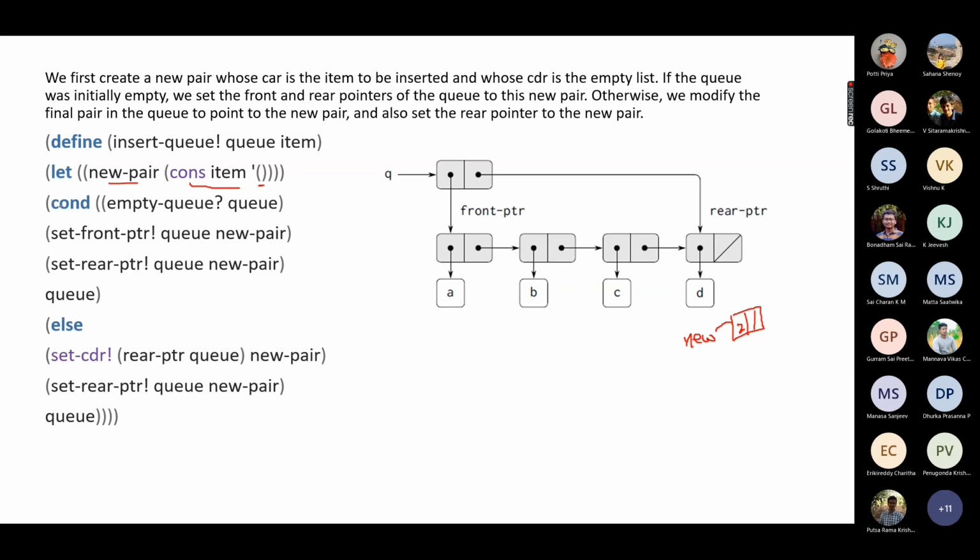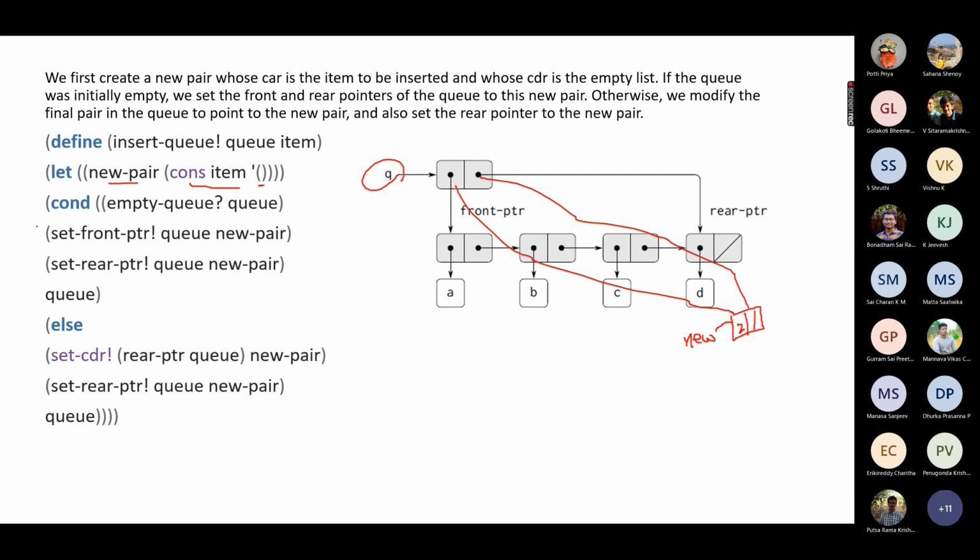Okay, this is over. Condition: empty queue of queue. The queue you are investigating whether it is empty or not. Let us consider, if it is empty, what you have to do? Otherwise, what you have to do? So there are two parts. If it is empty, what is the thing you have to make? The front pointer should point to the new node and the rear pointer should also point to the new node.